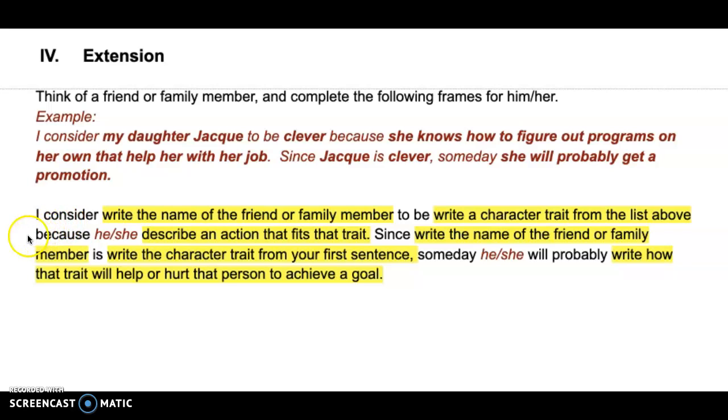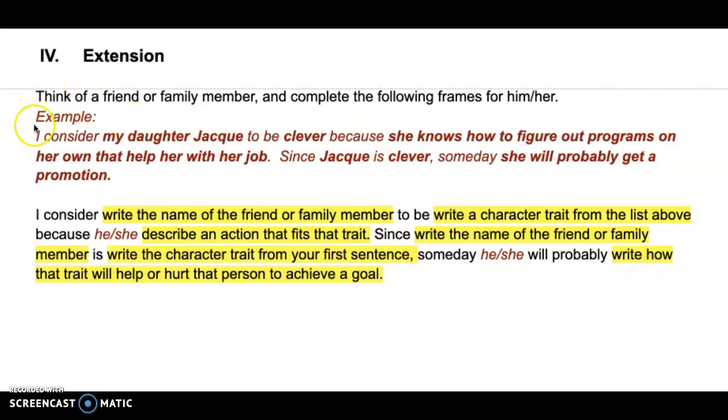And then you have to give the evidence. You're going to say because, and you'll choose either he or she, and then you're going to describe an action that fits the trait that you gave to that friend or family member. Our next sentence is since, and then you're going to write the name of the friend or family member is, and you'll write that trait again that you had picked right here in the first sentence. Someday, and this is your analysis, you're analyzing that trait and how it might apply to your friend or family member in the future. He or she will probably, and then you'll write how that trait will help or hurt that person to achieve a goal.